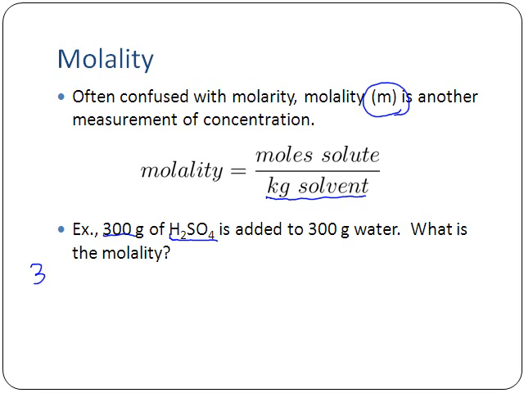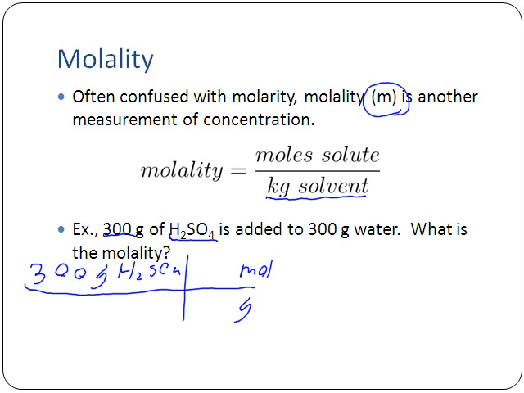And so what you want to do first is set up our table. So we have 300 grams of H2SO4, and we want to get rid of grams and go to moles of this. Once again, break out your periodic table. We have 2 times hydrogen, which is 1.01, plus 1 sulfur, which is 32.07, plus 4 oxygens, so plus 4 times 16. In this case, I get 98.09, so 98.09 grams in 1 mole.